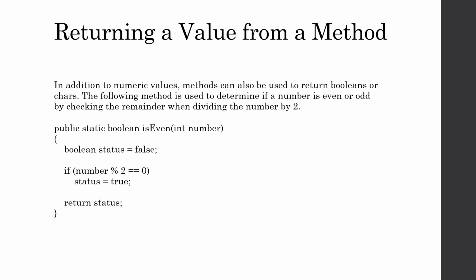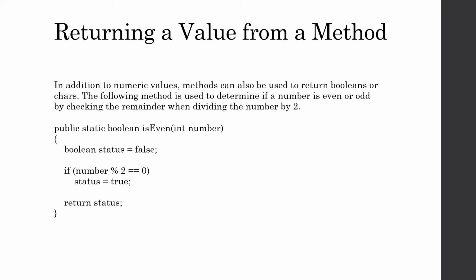Alright, so in addition to numeric values, methods can also be used to return booleans or chars. So we'll go ahead and take a look at an example here where we're returning a boolean. The following method is going to be used to determine if a number is even or odd by checking the remainder whenever we divide by the number 2.